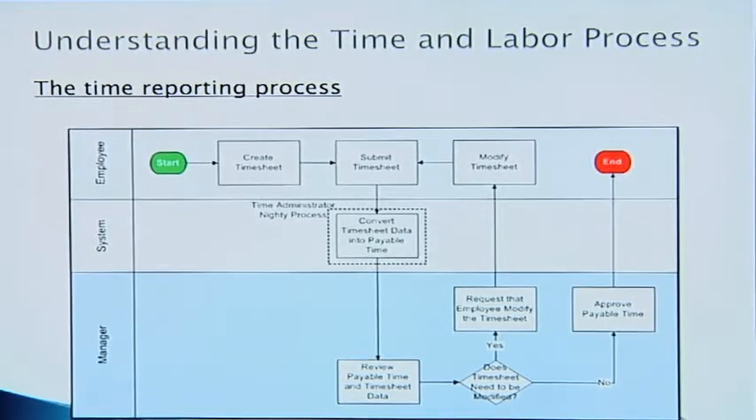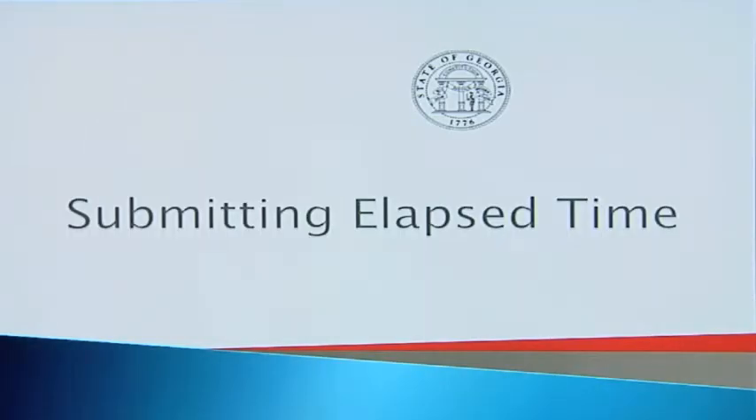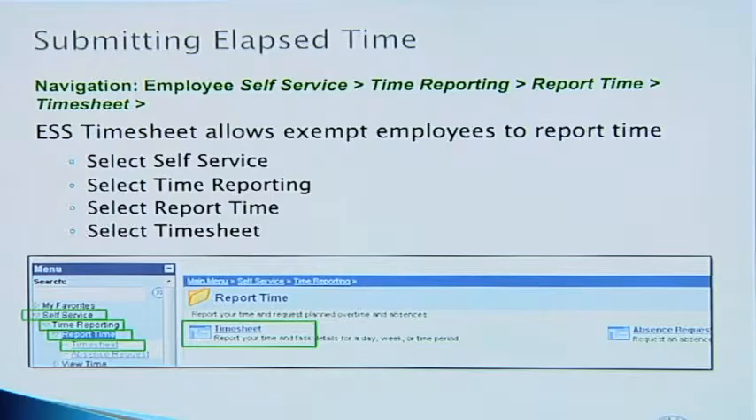It means, basically in short, what you have entered into your timesheet. If the manager, after they review it, sees that some modification is needed, then the system will allow the manager to ask you through the system to modify the timesheet. We're going to talk about submitting what is called elapsed time for FLSA exempt employees.